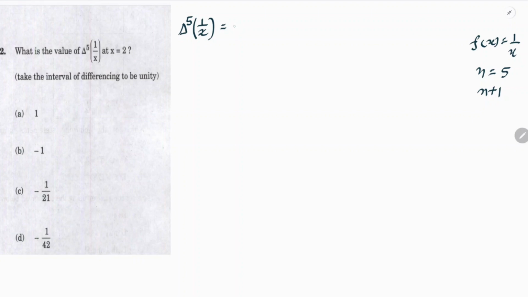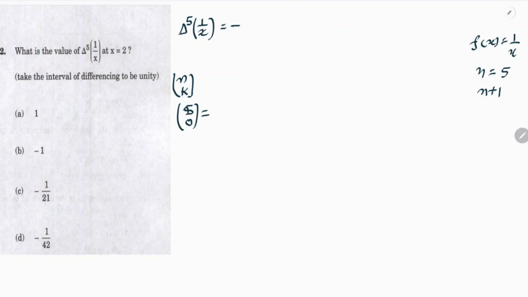So we will put a negative sign first of all. Now we have to calculate nCk, starting from k equals 0. The value of n is 5 and we have to start from k equals 0.